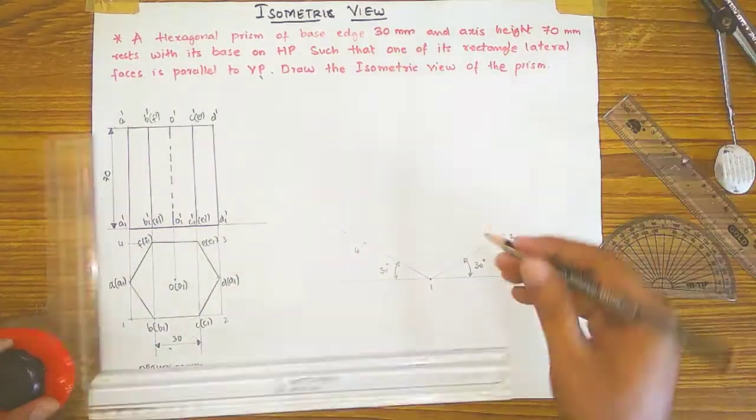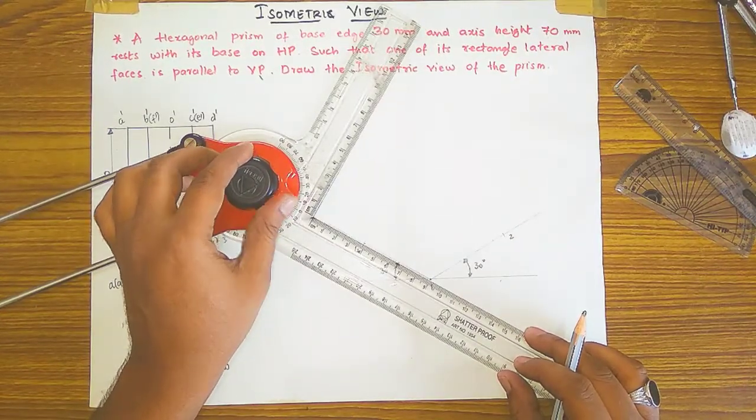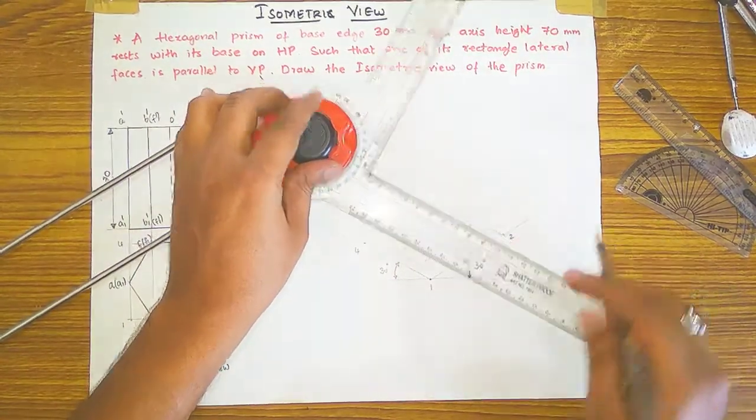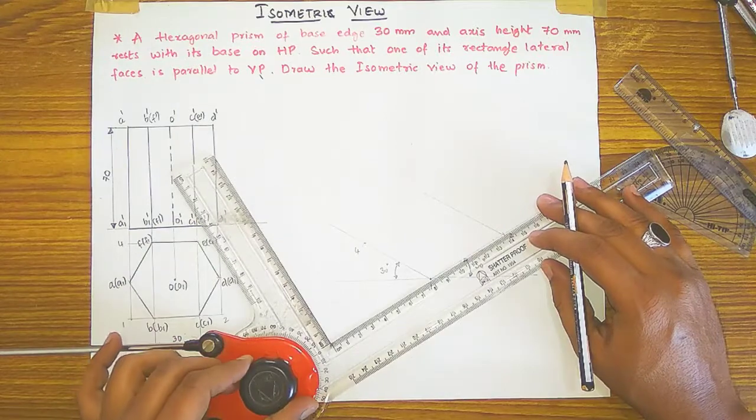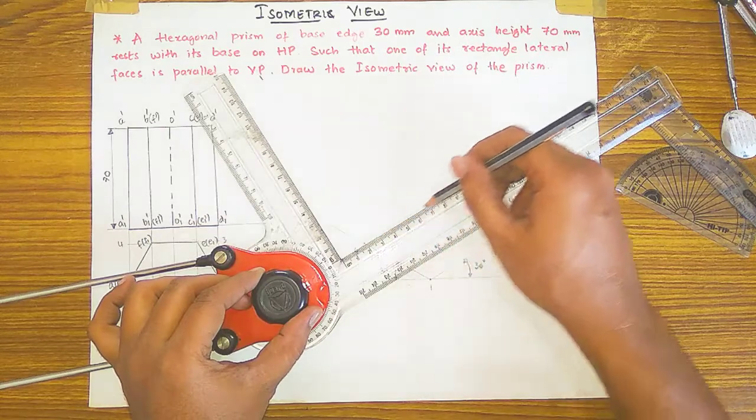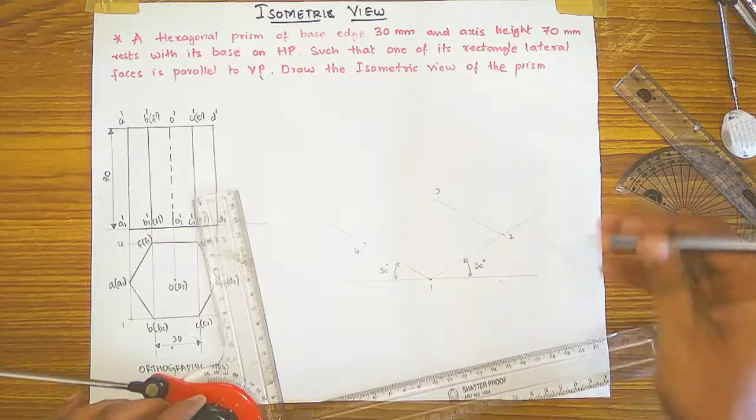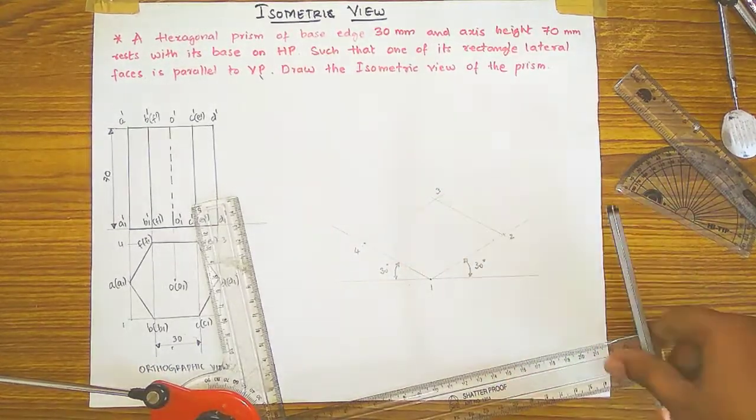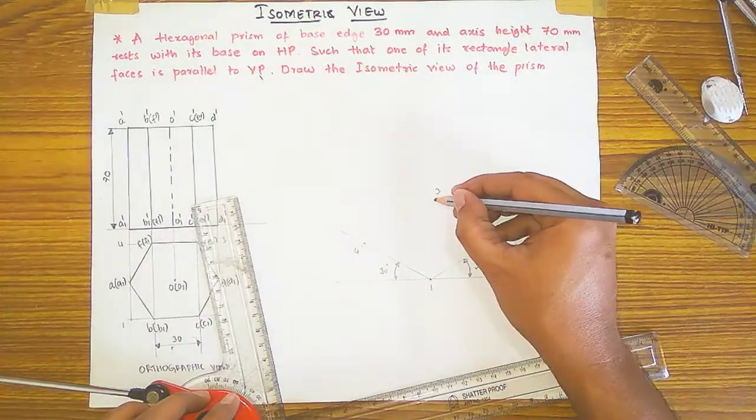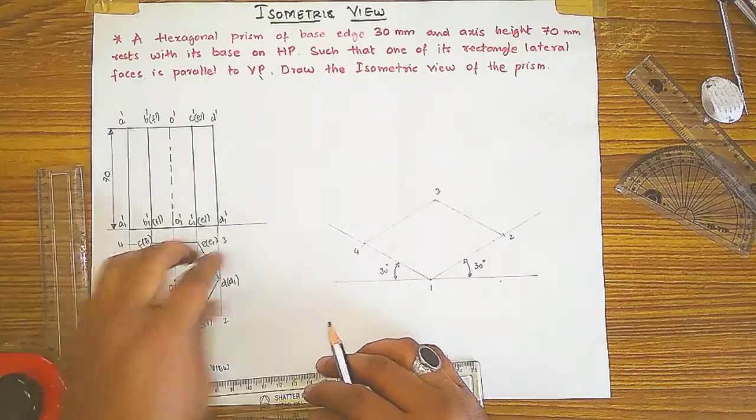Now you have to draw a rhombus. So adjusting this mini drafter with this angle, and with that point 2 you have to take a line like this, and with this angle you have to adjust your mini drafter, and with that point 4 you have to draw a line like this. So you will have another point 3. 1, 2, 3, 4 means a rhombus is created. So on this rhombus only you have to draw this hexagon. On this 1, 2, 3, 4 numbering, this hexagon is drawn.